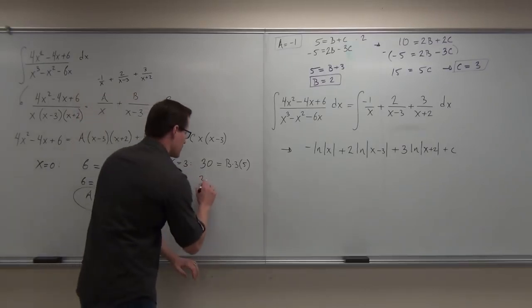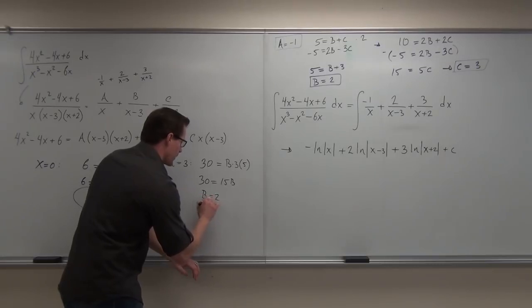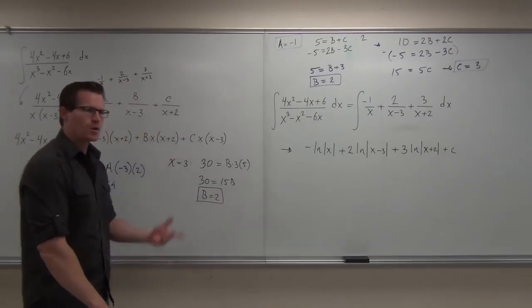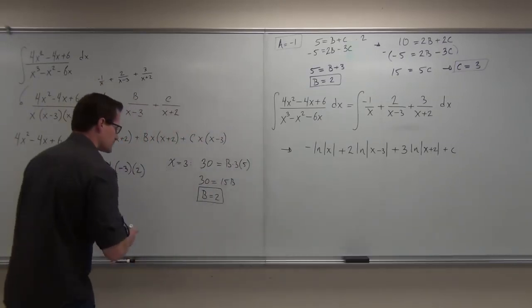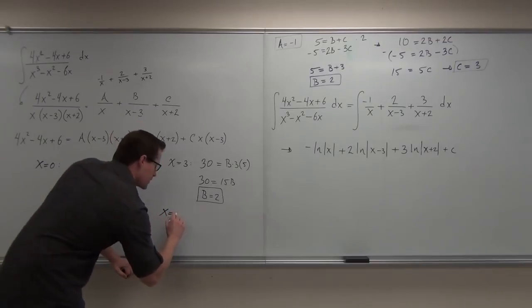Now we have 30 equals 15b. How much is b? Hey, we're 2 for 2. It's cool. Why don't you do the last one on your own? What number will you be plugging in if you do the last one on your own? -2. Yeah, very good. Not 2, but -2.